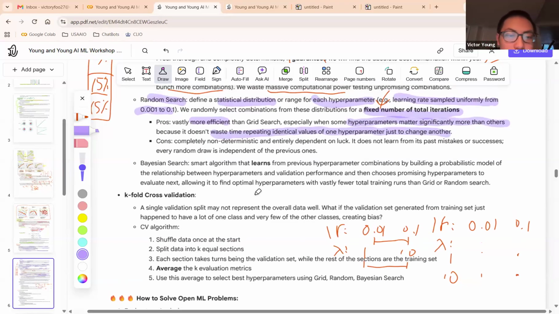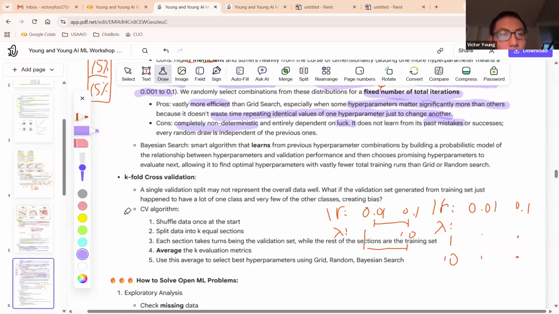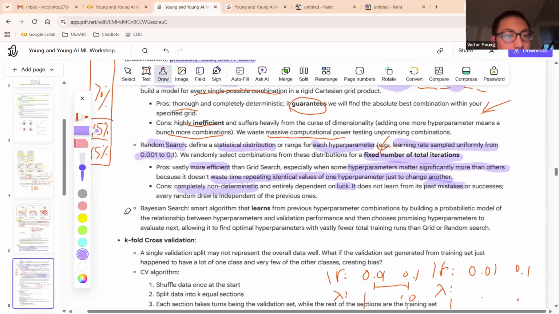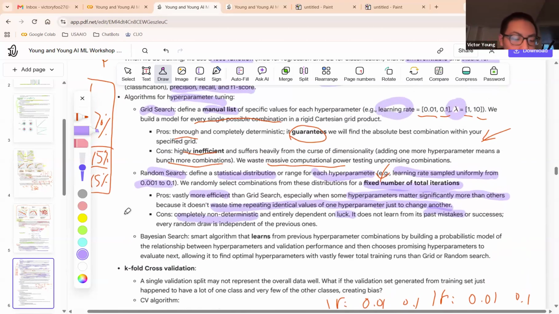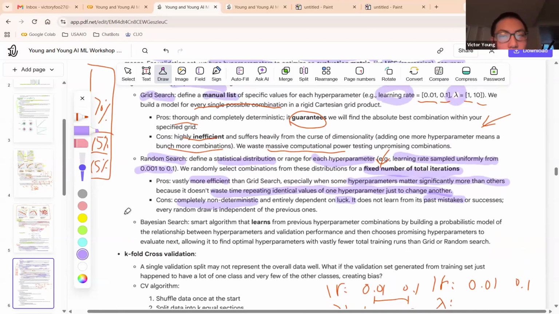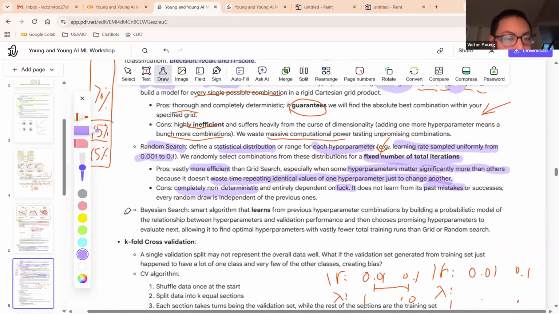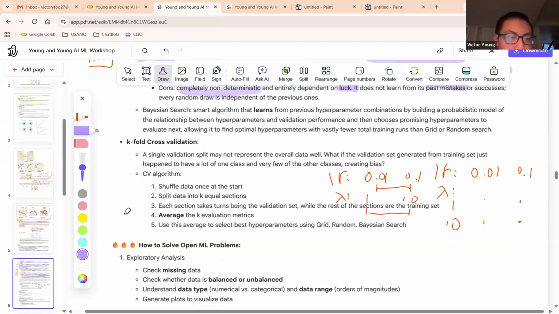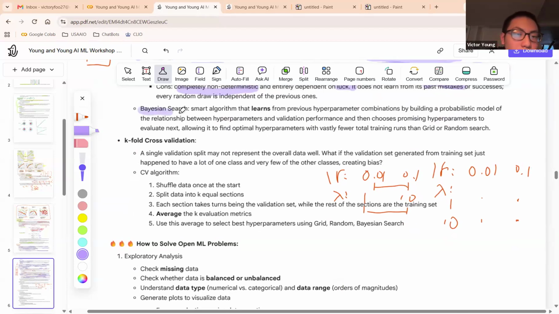But the cons of this is that it is non-deterministic and it's kind of based on luck. We do not learn from past mistakes or successes. But already, random search should be better than grid search. So for ML problems, if you have many hyperparameters and you want to try very many values, random search should be better. The last type of search is called Bayesian search, and it is a little bit too complicated for us to talk about in our workshop here.